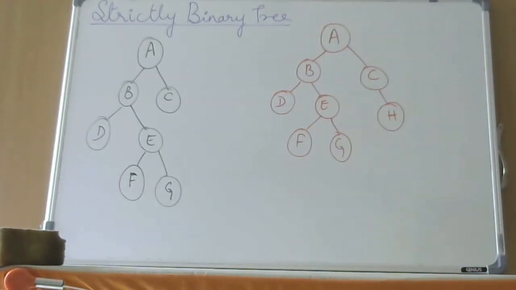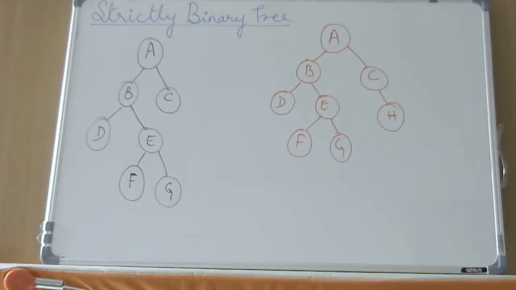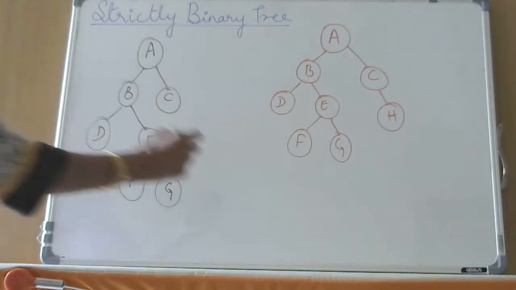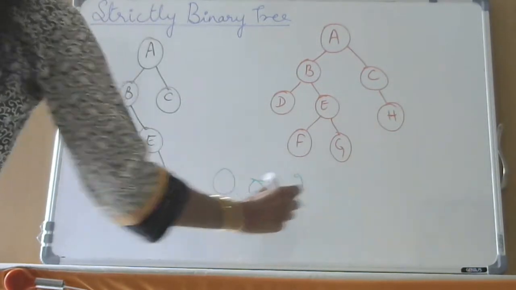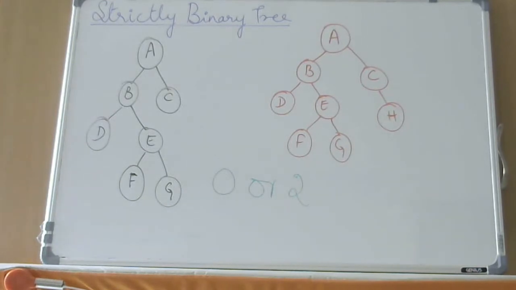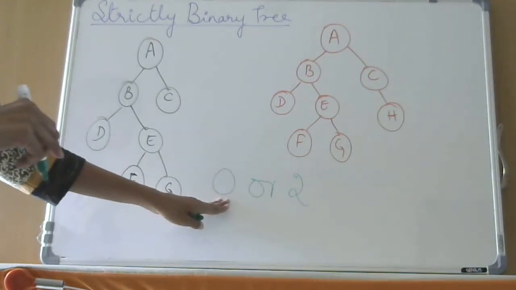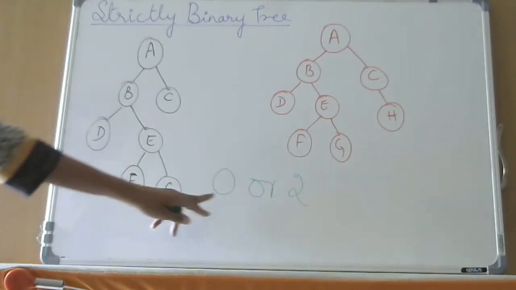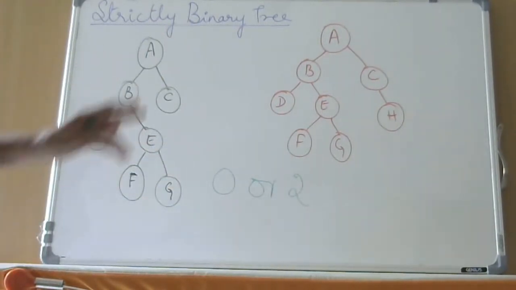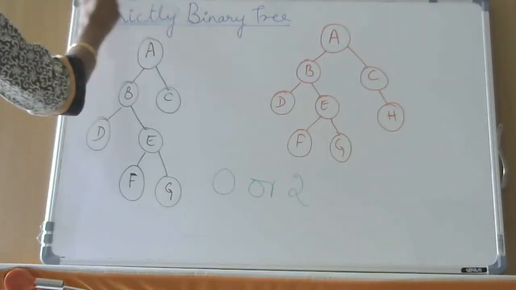Next, let us see what is a strictly binary tree. So we have seen what is a binary tree. Every node can have either 0 or 1 or 2 children. That is a binary tree. What is strictly binary? A tree in which every node has either 0 or 2 children is called a strictly binary tree. What we said in binary tree is either 0 or 1 or 2. Correct? That 1 is not allowed here. So either it doesn't have children at all or it should have 2 children. Either no child nodes or 2 child nodes. As the name indicates, it is strictly binary tree.